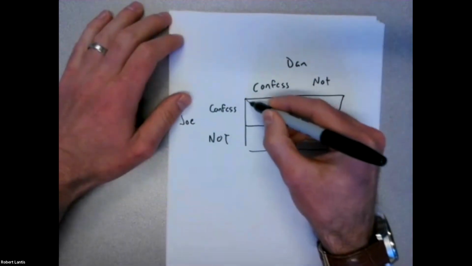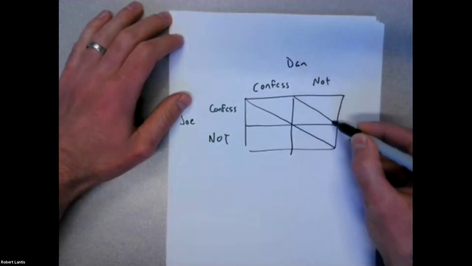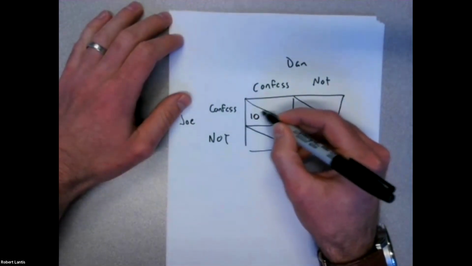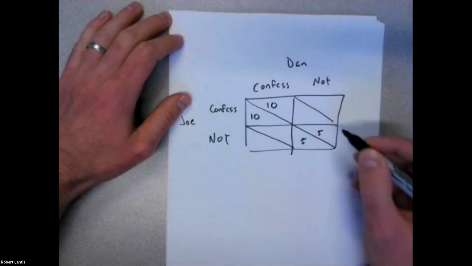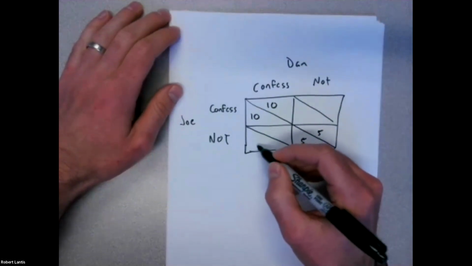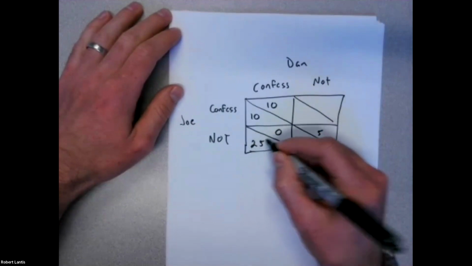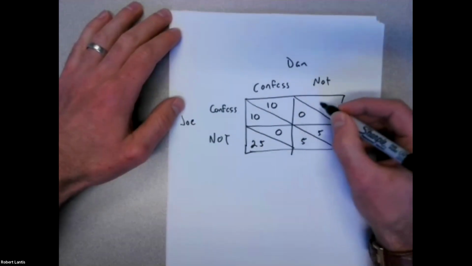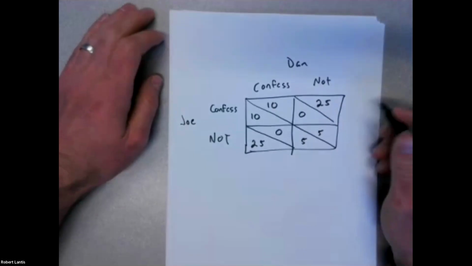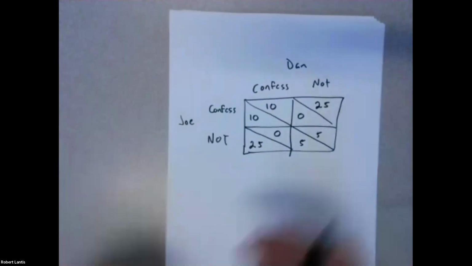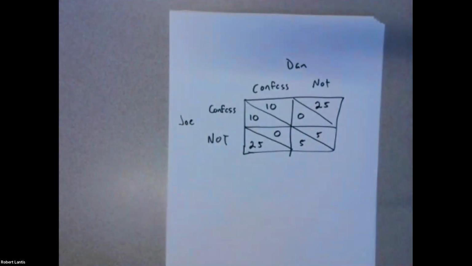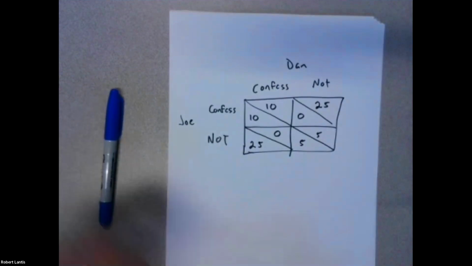So we said, here's our payoffs. They both confess, they get 10 years, 10 years. If Dan confesses, he goes free. Joe gets 25 years. Joe confesses, Dan doesn't, he goes free. Dan goes away for 25 years. Well, in this example, less jail time is a better thing, right? So I'm trying to maximize my utility. I'm going to try to be in jail for the lowest amount of years possible.